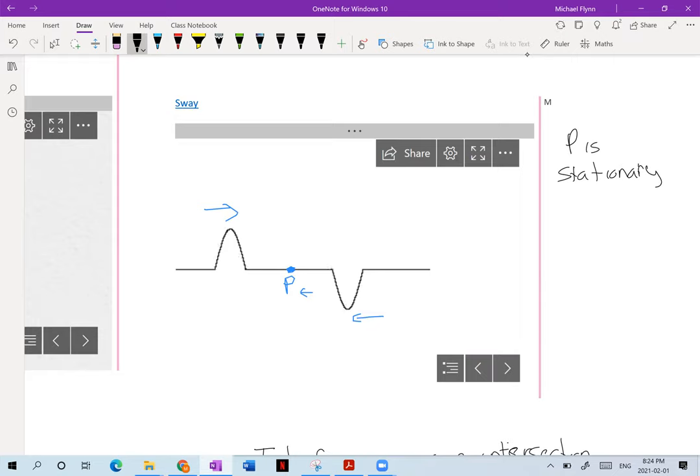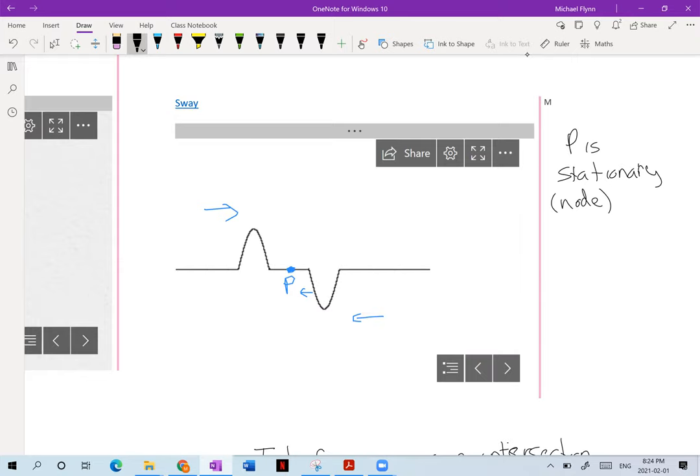Okay. And a stationary point is called a node in wave terminology. Notice how point P doesn't move. So nodes don't move. Kind of cool, right? So this thing that we're looking at is called interference. What happens when two waves pass through each other?